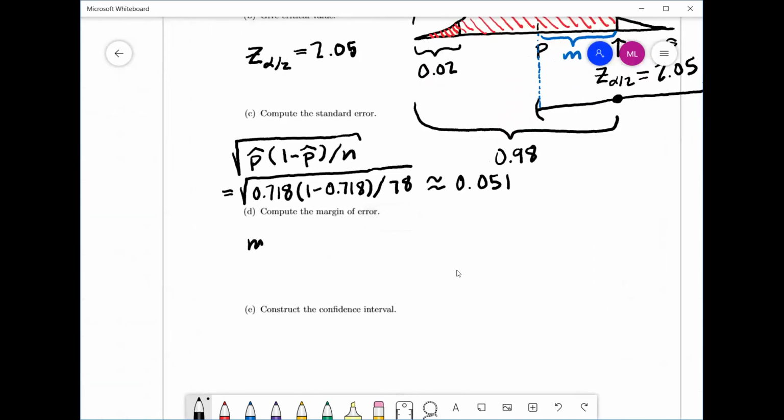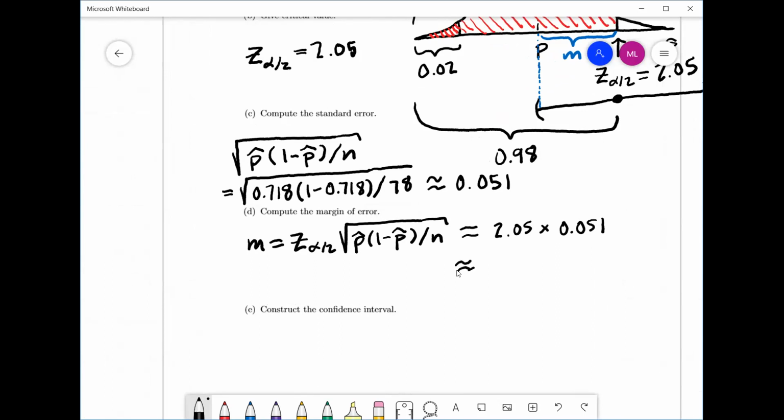So our margin of error, the formula for it is going to be, we'll take our z sub alpha over 2 times the square root of our p hat times 1 minus p hat divided by n. Basically, we're multiplying step 2 and step 3. We're going to get 2.05 times 0.051, and that gives me 0.10, let's round that to 0.105.